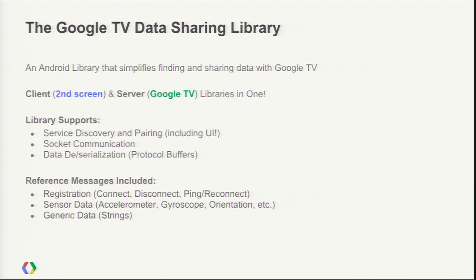And generic data, that's basically just strings. So if you have serialized data on your second screen device and you want to send, for example, JSON or XML to your first screen device, you can actually just package it into a string, send it across, and deserialize your JSON or XML or whatever your favorite string-based data serialization format is.